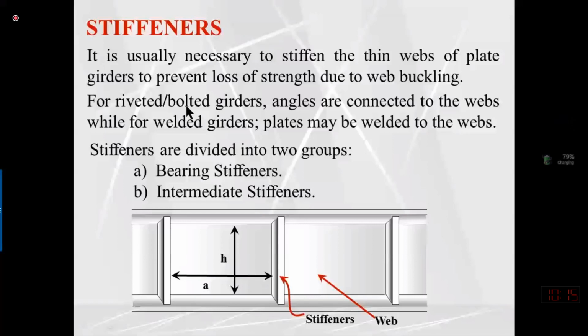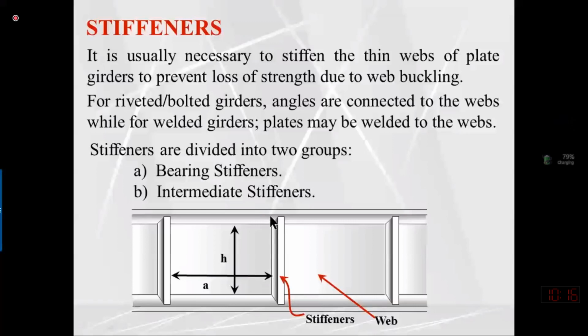What we do is, one side of the angle section is fastened or riveted with the web, and the other leg is projected. But if we are using a welded plate girder, then we simply use a single plate that we can weld with the web. And the weld is provided with the web and also along the stiffener, which we will discuss in detail.